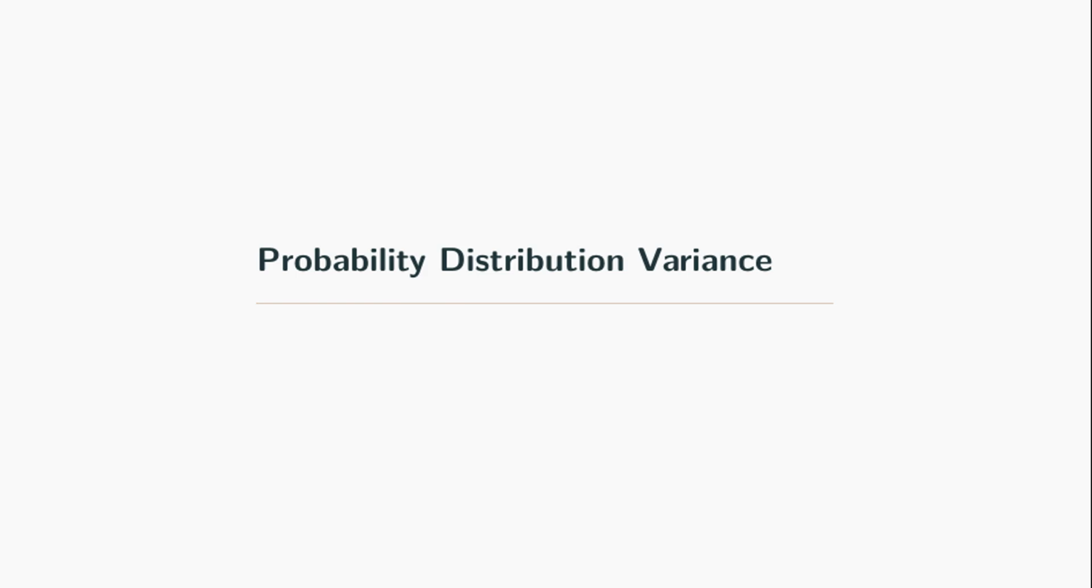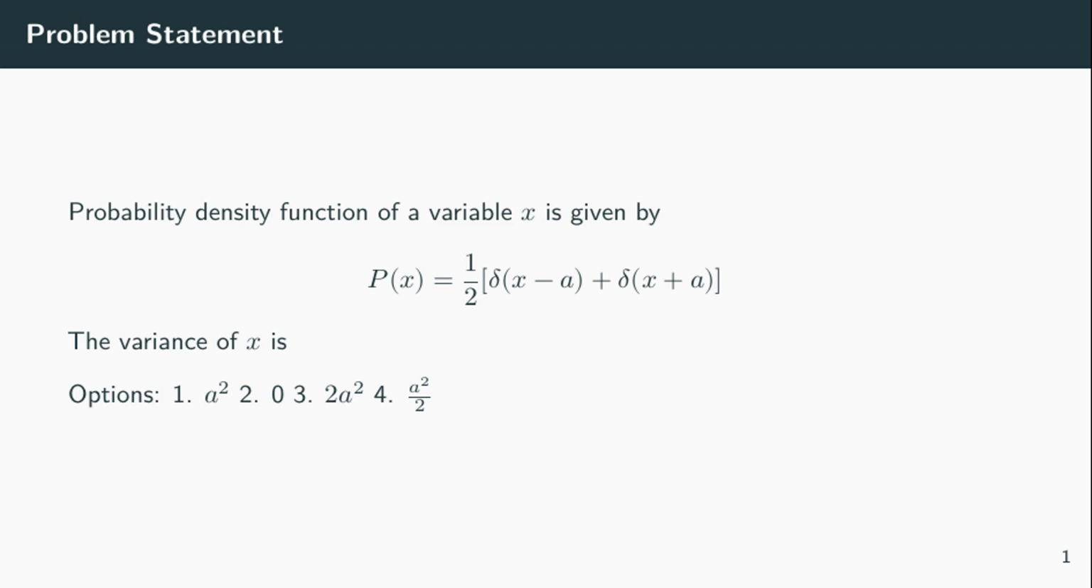Okay, let's talk about calculating variance for a specific probability distribution. The problem we are looking at gives us the probability density function, or PDF, for a variable we are calling x. That PDF is given by the expression p of x is equal to 1/2 times the sum of two Dirac delta functions. One is delta of x minus a and the other is delta of x plus a. Our goal is to find the variance of this variable x.